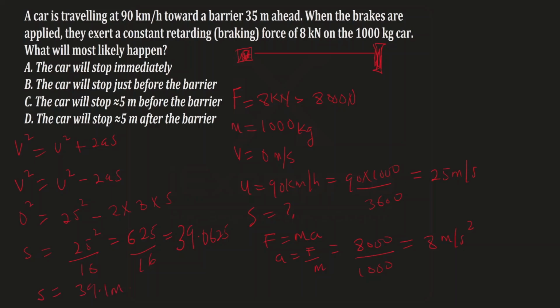Now let's apply this to our problem. The barrier was 35 meters ahead when the brakes were applied. The car will stop 39.1 meters away, which means that the car will pass the barrier. The distance between the barrier and where the car stops will equal 39.1 minus 35. So 39.1 minus 35 is 4.1 meters, which means the car stops approximately 4 meters past the barrier. Looking at the options, the most logical answer to pick is option D, because that's the only option that says that.